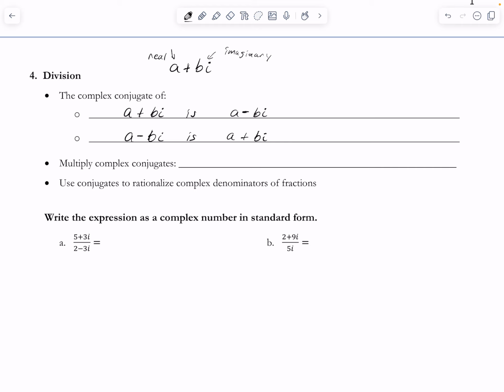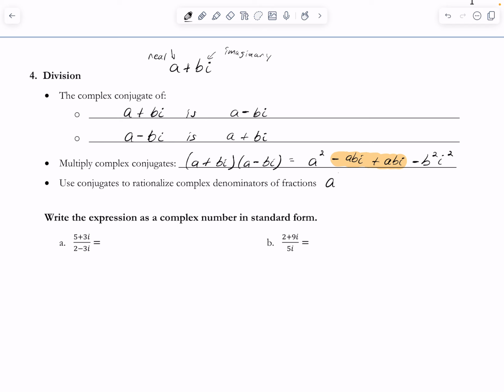And the reason this is important is because if you were to multiply these complex conjugates out, so if I distribute, I get a squared minus abi plus abi minus b squared i squared. All right, now here's the interesting part. If you look at the middle two pieces, right? These are going to make 0, all right?